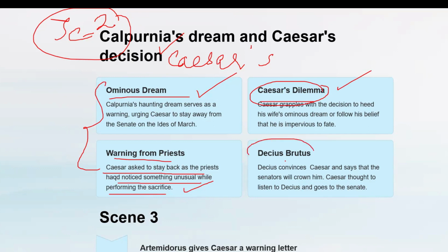And after this, when Decius comes, he is very clever. What he does is he completely changes the dream. The interpretation of Calpurnia's dream is completely changed by Decius, and he convinces Julius Caesar with his flattery. He says that I am here to take you. And one more thing he says is that you will be crowned. The senators have thought of crowning you. So therefore, it's very essential for you to go to the Senate. So this is the gist of Act 1, scene 2.